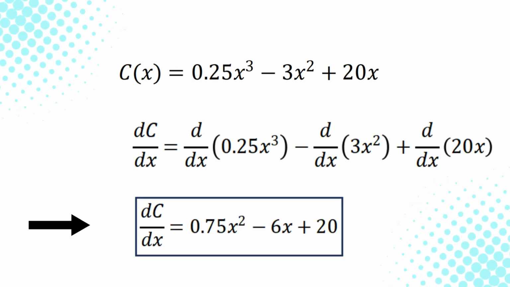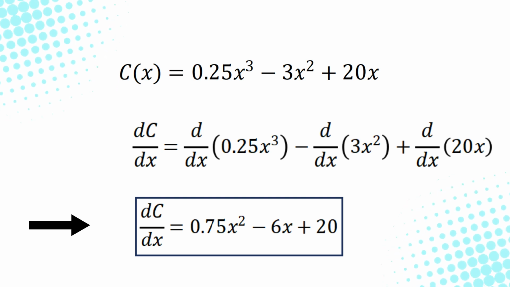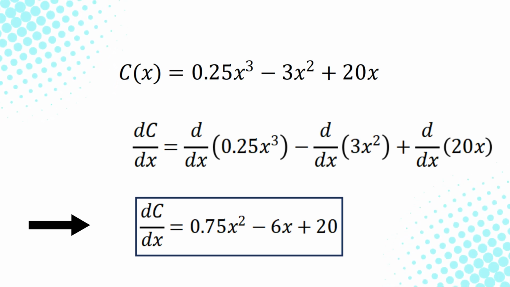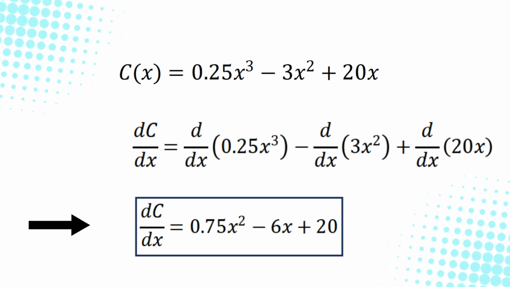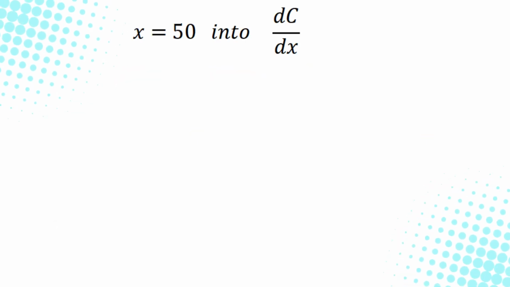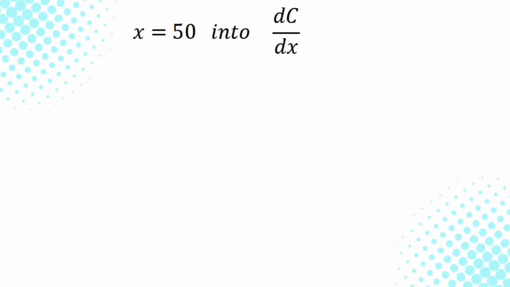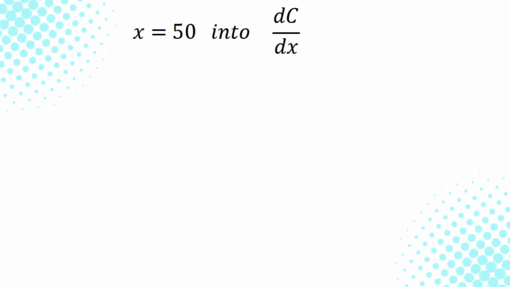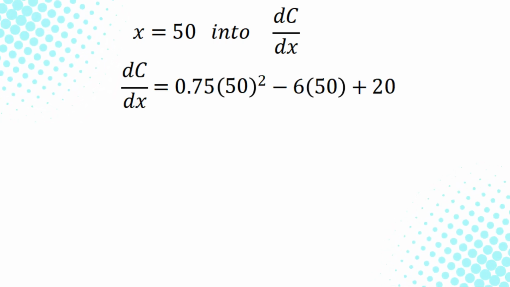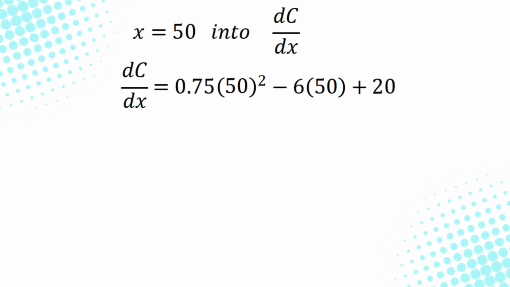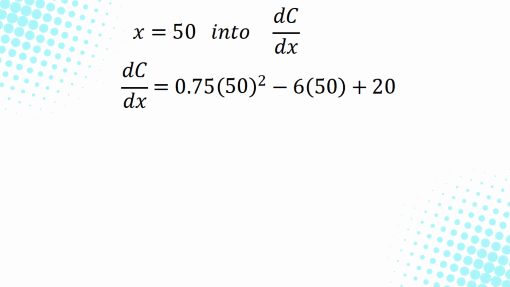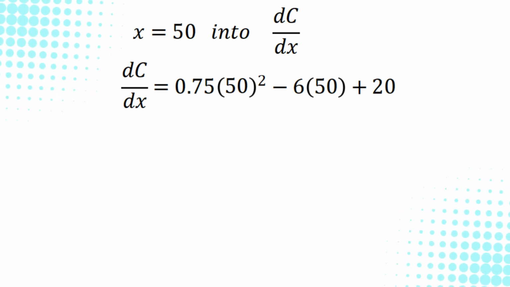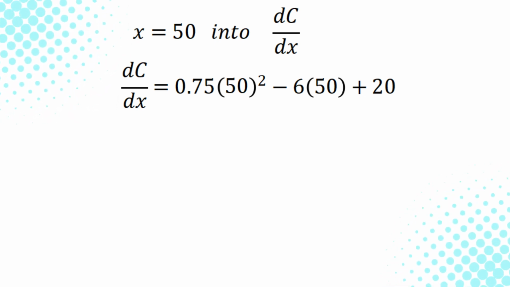So, dc over dx is equal to 0.75x squared minus 6x plus 20. Next, we substitute x equals 50 into dc over dx. dc over dx is equal to 0.75 multiplied by 50 squared minus 6 times 50 plus 20.